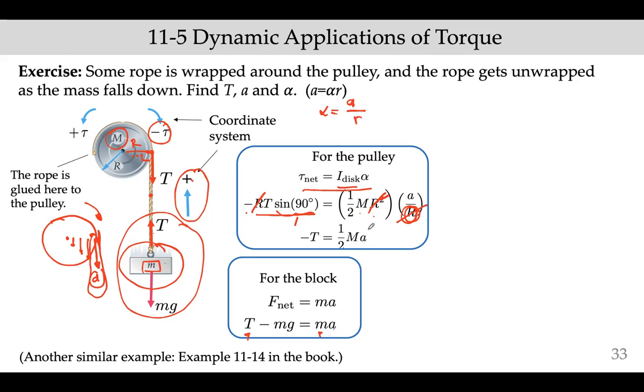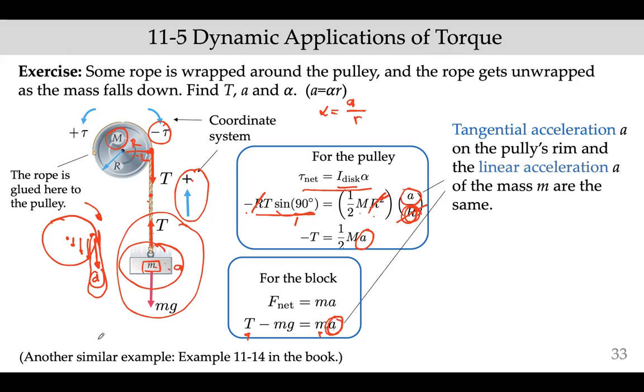Now, notice that I'm using the same acceleration, because I use r here, the radius of the disk, so this acceleration corresponds to the acceleration at the rim. And because the rope is also exactly at the rim, whatever that A is, it will be the same acceleration of this rope. And because this block is connected to the rope, it will be the acceleration of this block. So the tangential acceleration A on the pulley's rim and the linear acceleration A of the mass m are the same.